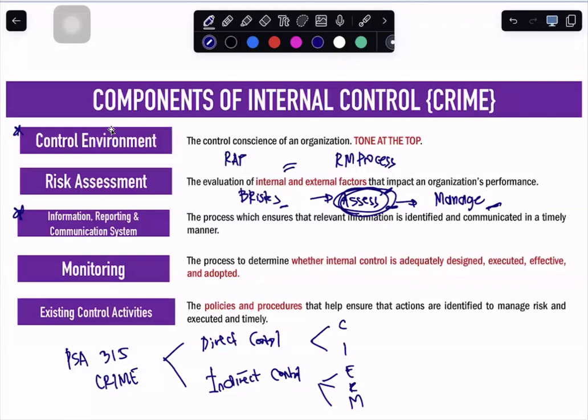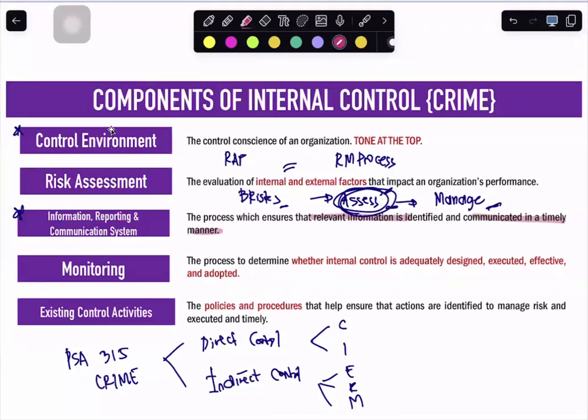Then we have now your information reporting and communication system. This is the process which ensures that the relevant information is identified and communicated in a timely manner. So whatever information that relates to your control activities or controls must be properly communicated. Let's say, for example, even if there is already a tone at the top, if ever there is a possible vulnerability or threat event or agent, you again report that so that it could be easily deterred by the system. Aside from that, whenever we talk about reporting system, this talks about whether you are using IT or not. And the use of IT was already discussed during our midterms.